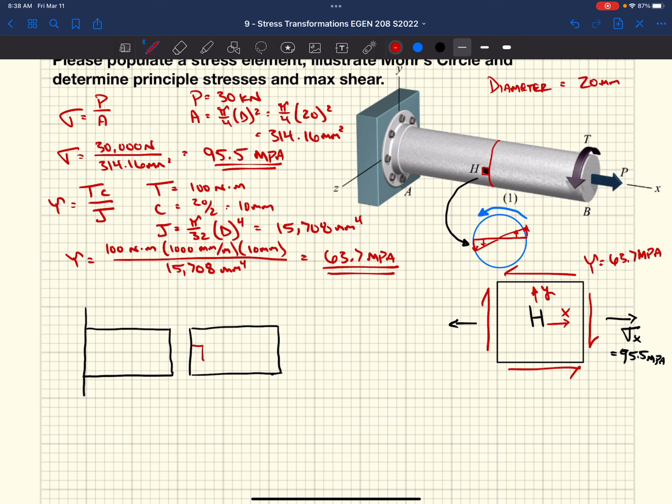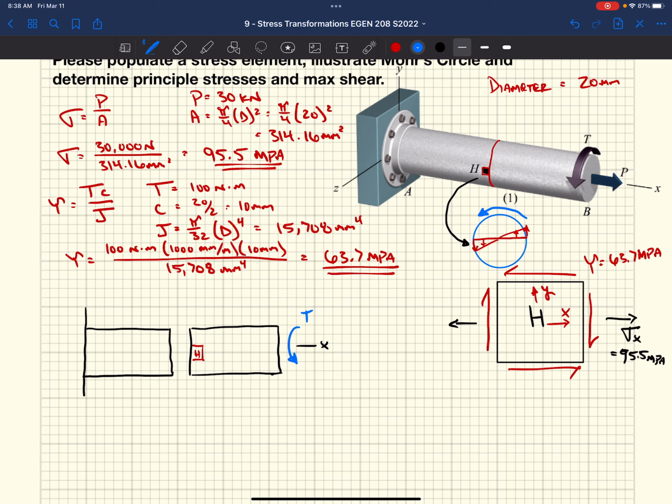So we have H sitting right there, right? Well, if we look at our applied forces, this is our x coordinate. We've got a torque acting on that end, right? Clockwise or counterclockwise, it's really a double vector arrow pointed that way.